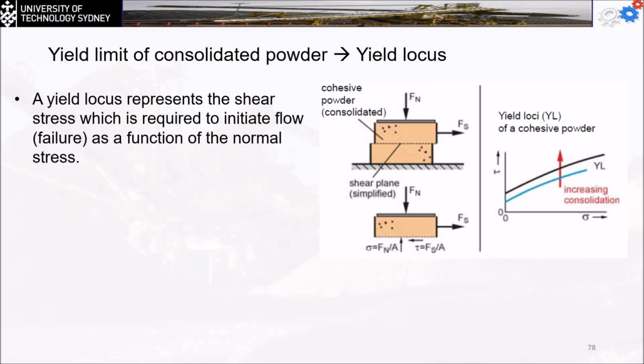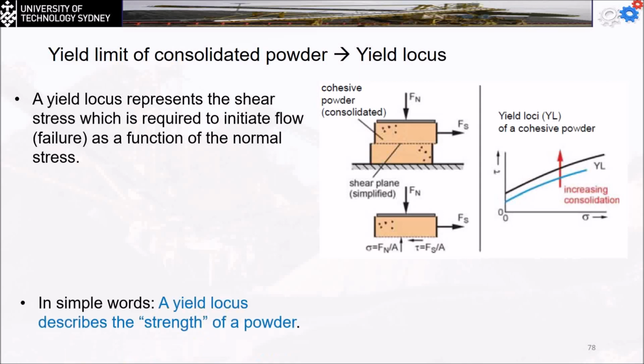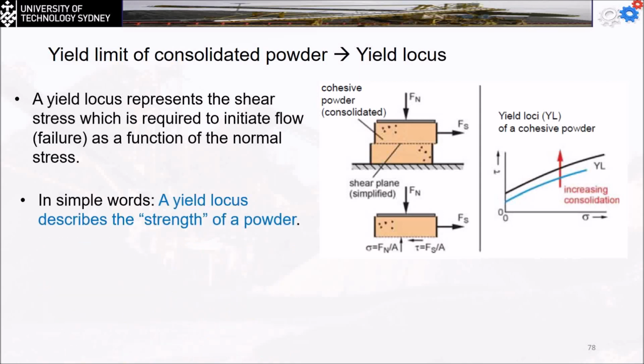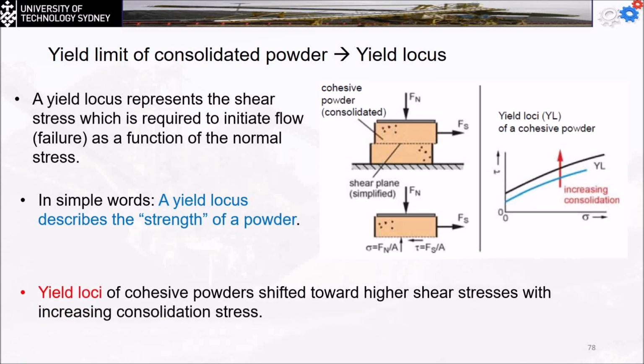A yield locus represents the shear stress which is required to initiate the flow as a function of the normal stress. In simple words, the yield locus describes the strength of the powder material you are testing. And the yield loci of a cohesive powder are shifted toward higher shear stresses with the increasing of the consolidation stresses. So this will be the basis of the experiment we are going to do.